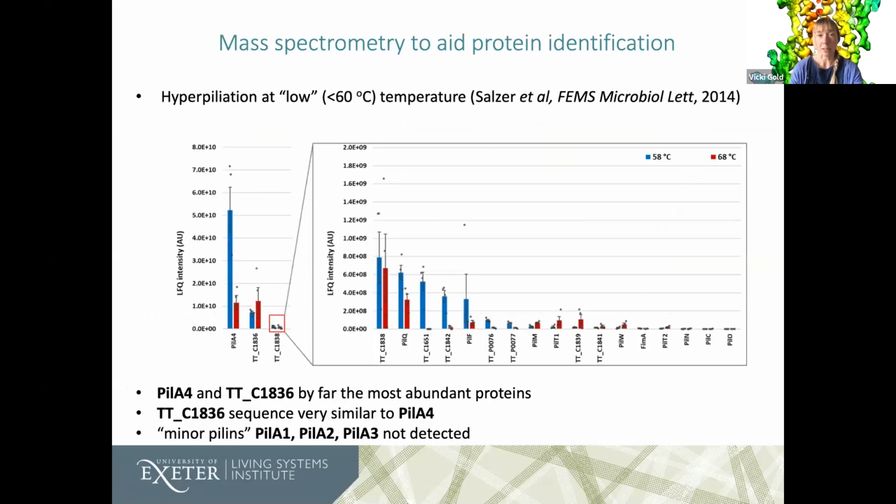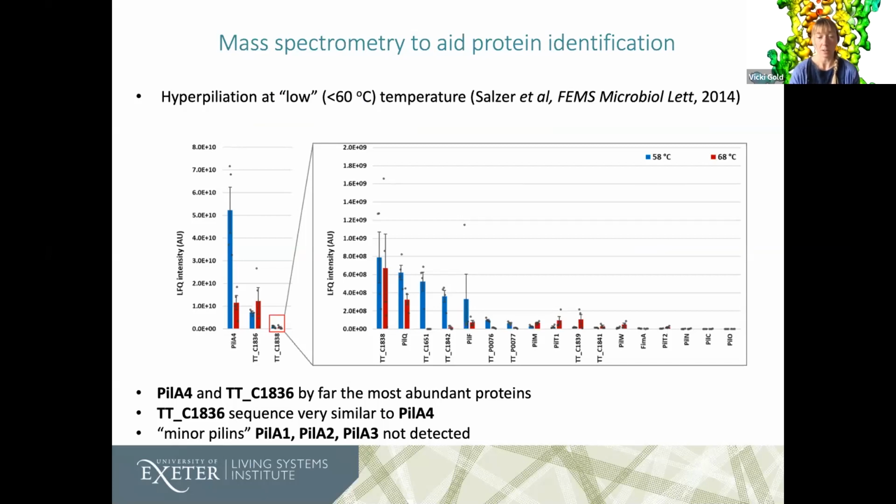So in parallel, we had performed some mass spectrometry on our isolated Pilus preparations. Again, work from our collaborators had shown that cells are hyperpiliated at low temperature. For Thermus, that means less than 60 degrees C. The optimal growth temperature is 68 degrees C. So that's why we perform these experiments at 2 different temperatures, 58 degrees C in blue and 68 degrees C in red. So the details of this graph are not important.